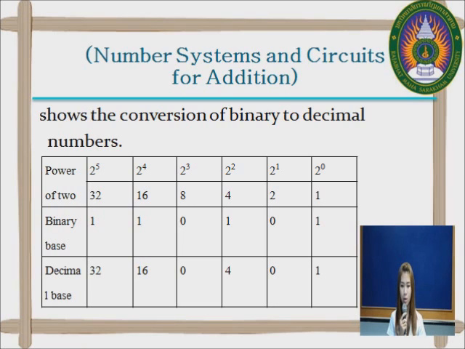Power of 2: 2 to the power of 2 equals 4. Binary digit 1, decimal value 4. Power of 2: 2 to the power of 1 equals 2. Binary digit 0, decimal value 0. Power of 2: 2 to the power of 0 equals 1. Binary digit 1, decimal value 1.